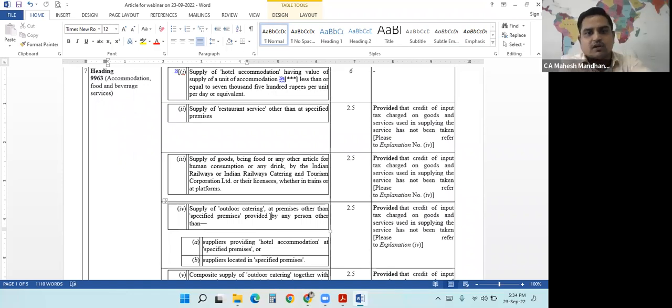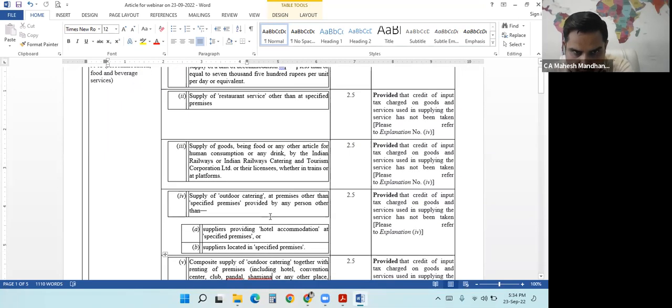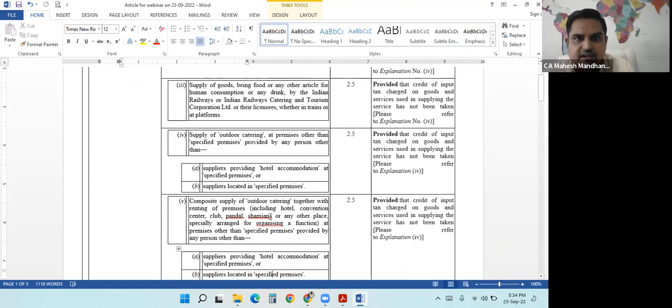Number 1, if the outdoor catering is provided in a hotel where the room rent is more than 7,500. So suppliers providing hotel accommodation at specified premises or suppliers located in specified premises. In both these cases, outdoor catering will not be liable to tax at 5%. It will be liable to tax at 9% after availing ITC. Now again, outdoor catering together with renting of premises. So we will see the definition of outdoor catering.